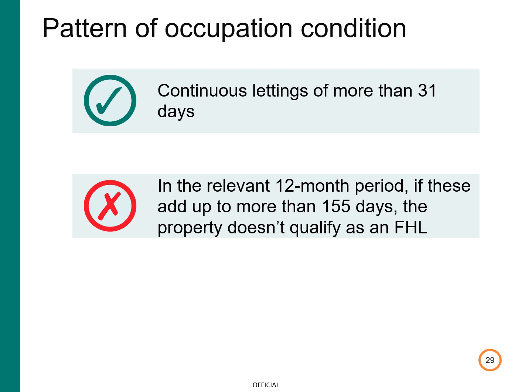The pattern of occupation condition relates to continuous lettings of more than 31 days. In the relevant 12-month period, if these add up to more than 155 days, the property does not qualify as an FHL for that year.